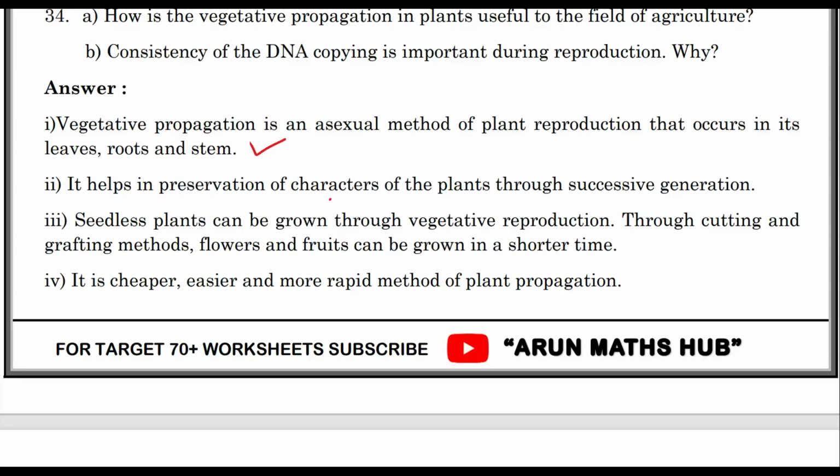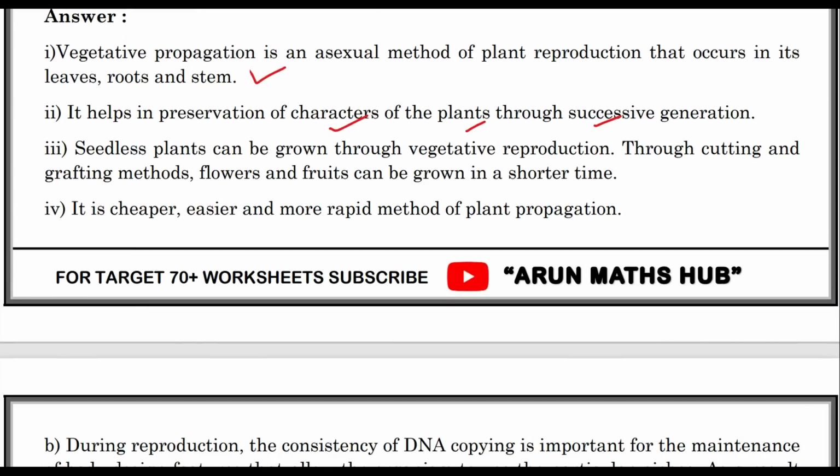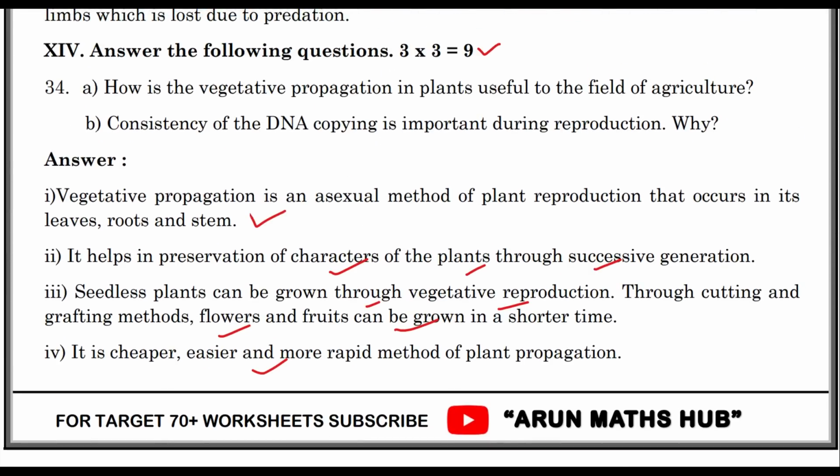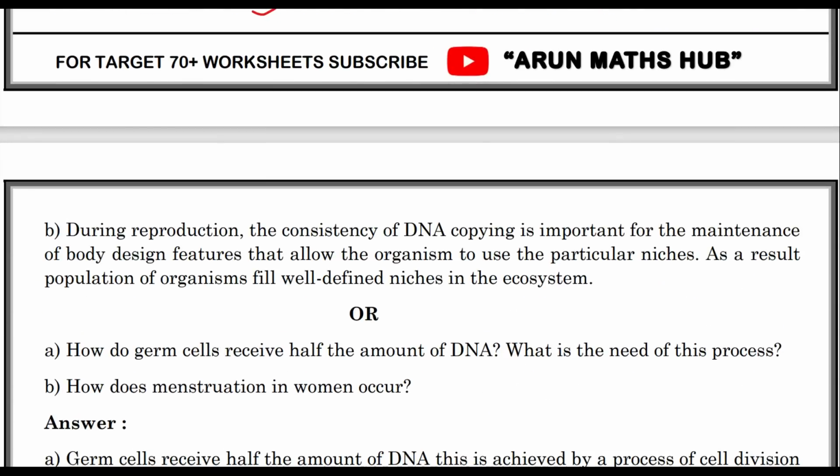It helps in the preservation of characteristics of a plant through successive generations. Seedless plants can be grown through vegetative reproduction by cutting and grafting methods. Flowers and fruits can be grown in a shorter time. It is a cheaper, easier, and more rapid method of plant propagation. Many medicinal plants can be grown using vegetative propagation.